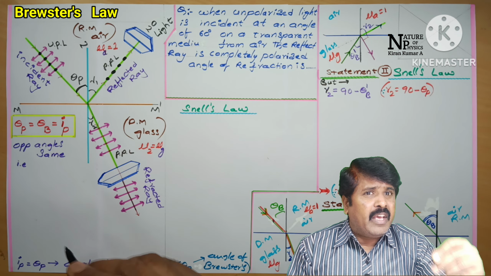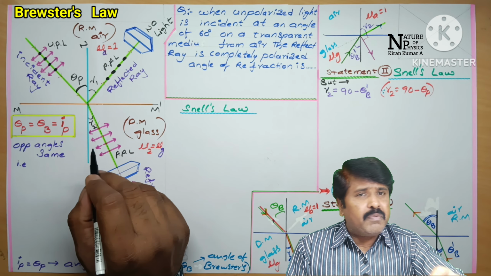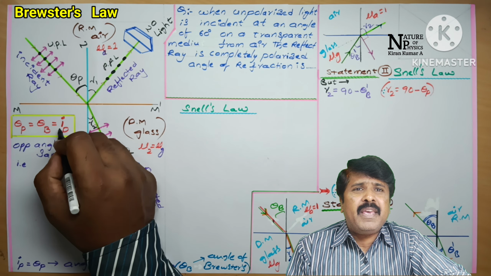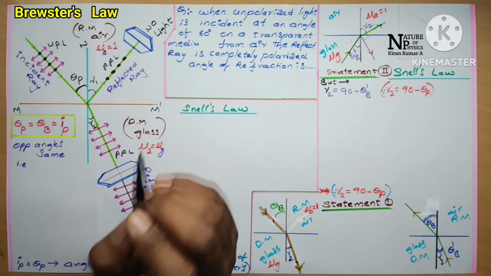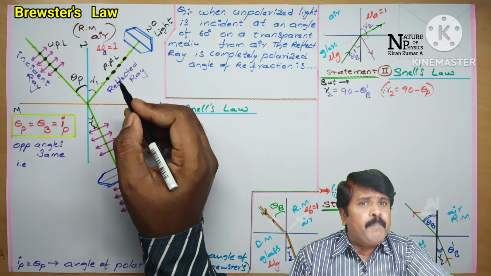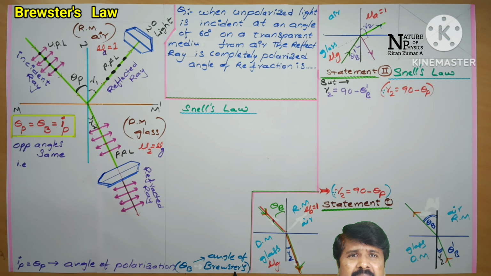Okay student, next I am going to discuss the derivation. Before that I give you information: different books have different letters. So i p is the angle of polarization, theta P also represents the angle of polarization, theta B also represents the polarization angle. So B represents Brewster's angle.